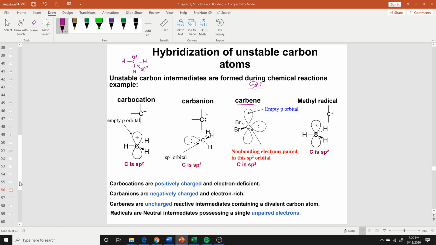I have 3 groups around the central atom. Now the radical, I don't consider it as a group, because it is not a lone pair. I don't consider it as a group at all. So the radical here is going to reside in the p orbital. So the hybridization of this carbon now is sp2.